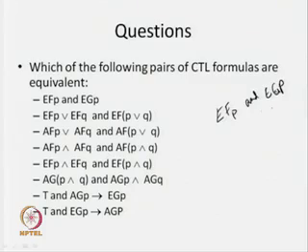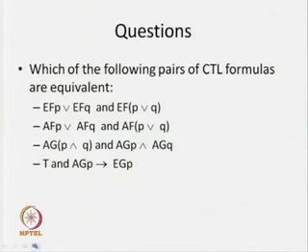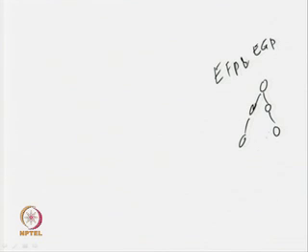Now, you see that I have this particular formula, EFP and EGP. In this case, I am going to consider one model. I will say that P is true over here. So, in this particular state S, we get that S models E F P, and in all other states, not of P is true.